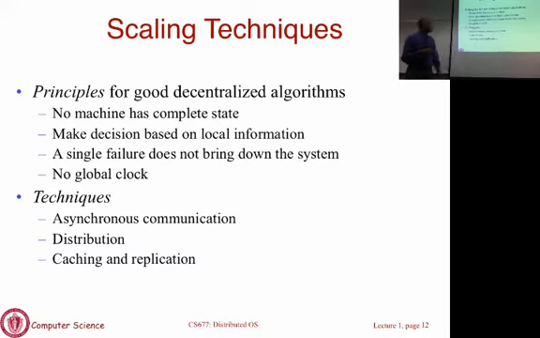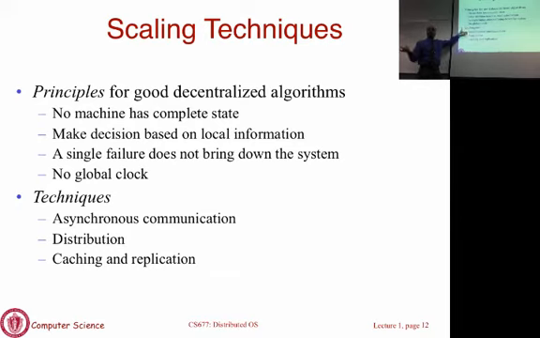Okay. The last few bullets here talk about techniques that you could use to design your application. They are not principles themselves. Okay? You can use asynchronous communication. We'll see that applications that use asynchronous communication can scale better than those that use synchronous communication. When we talk about architectures of web servers, we'll come and discuss this in more detail.